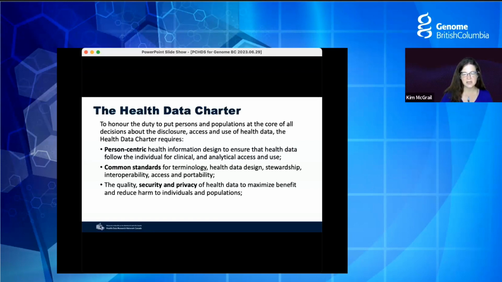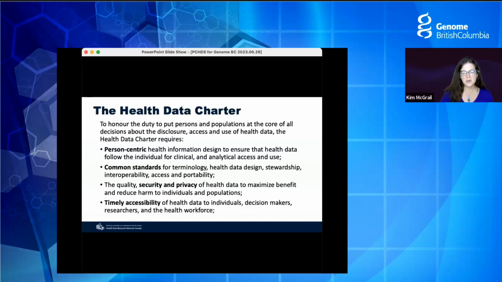The third part of the Health Data Charter is that we need to have, of course, quality, security, and privacy of all health data. And that is both to maximize benefit and reduce harm, both to individuals and to populations. I'll just say here, a lot of the time we really focus on individual-level autonomy, but health data and all other data really have a relational embeddedness in them too, which I think people in the genomic space really understand, because genomics, of course, can tell you something about individuals, but also family and community members in many cases. So we really need to think about that combination of maximizing benefits and reducing harms.